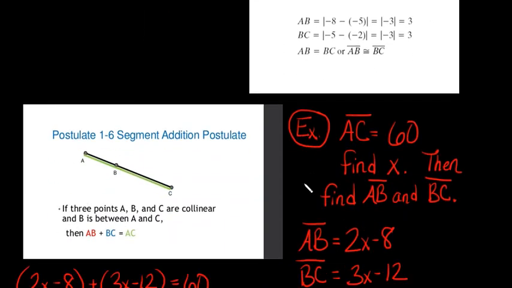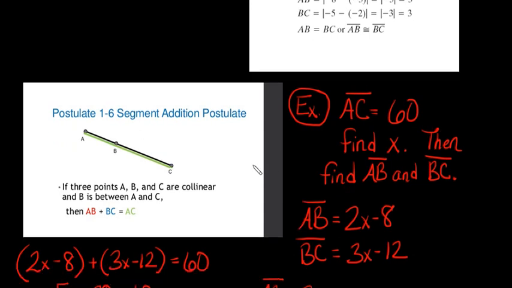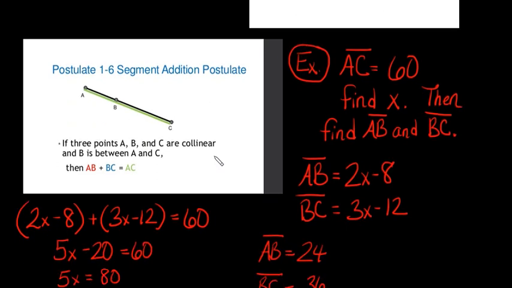All right, so we have another postulate, and this is a pretty simple, straightforward one. It's called the segment addition postulate. If 3 points A, B, and C are collinear, they're on the same line, and B is between A and C, that means you can take segment AB and add it to segment BC, and you get segment AC. That's not too hard.